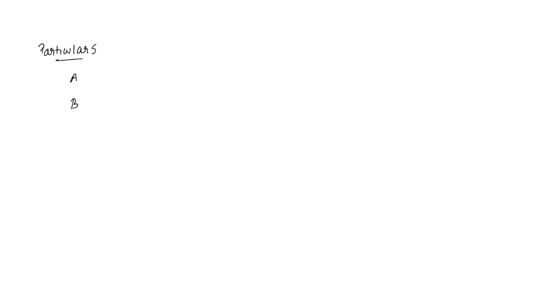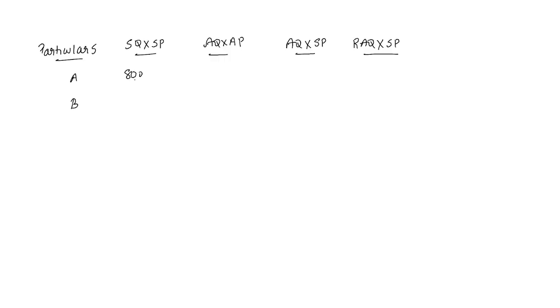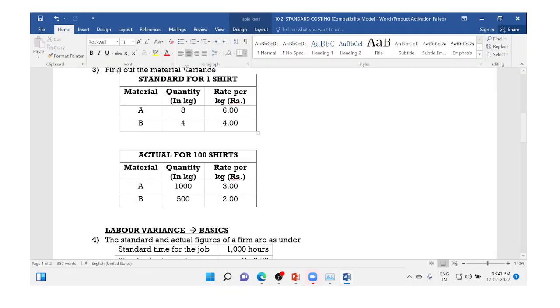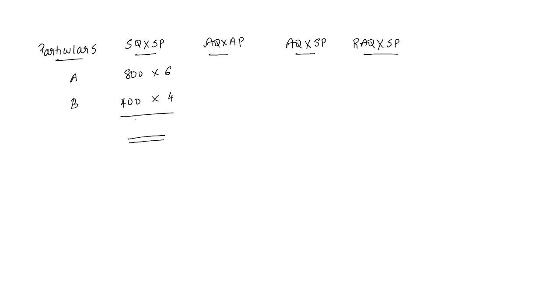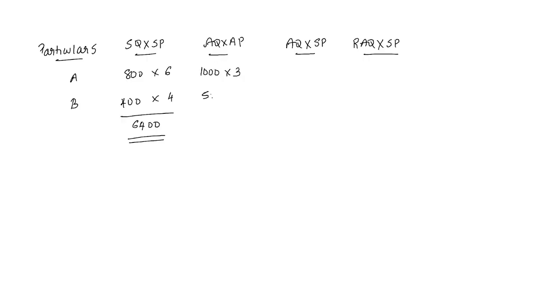Particulars. You have A and B. SQ into SP, AQ into AP, AQ into SP, and the last one is going to be RAQ into SP. So now actual is 100 shirts, so it will be 800 and 400, okay, into 6 into 4, so that's 4800 and 1600, that should be 6400 if I'm not wrong. Actually, it's going to be 1000 into 3, 500 into 2, 3000, 4000 will come over here, 1500, 6, 4, 6000 and 2000, 8000 will come over here, 1500 in the ratio of 2:1.